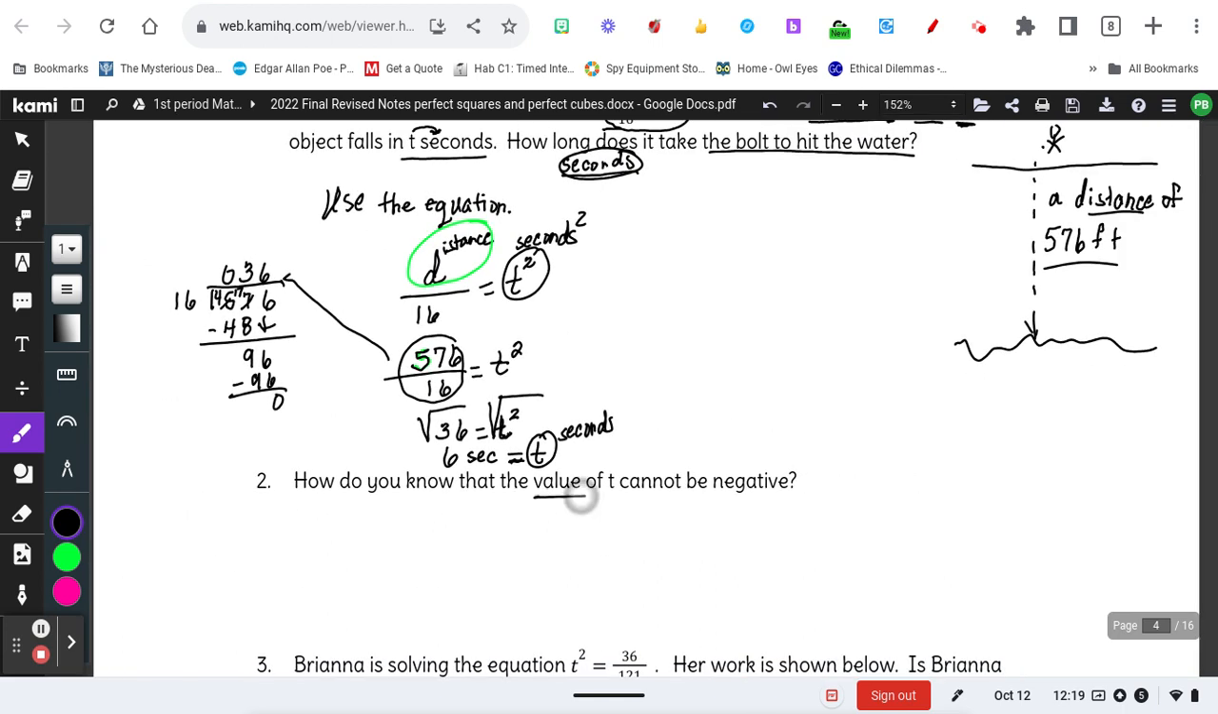All right, how do you know the value of t above can't be negative? Well, time cannot be negative, so you don't use the plus or minus.